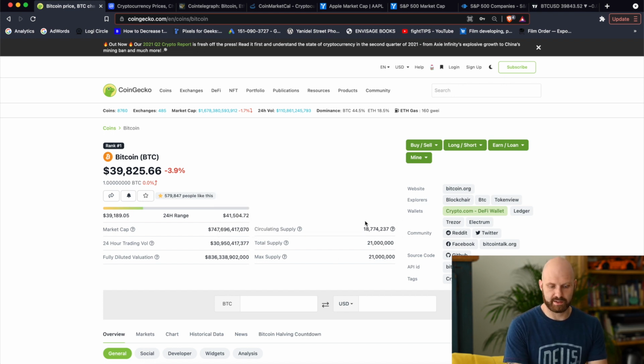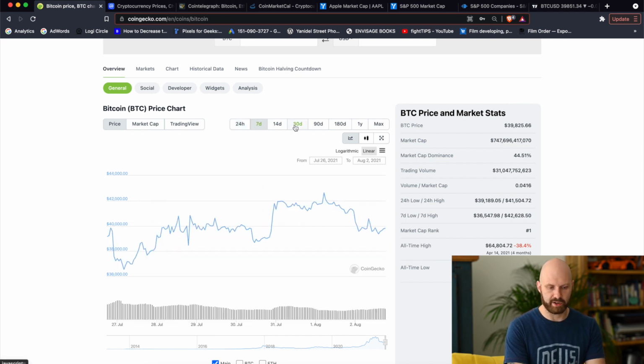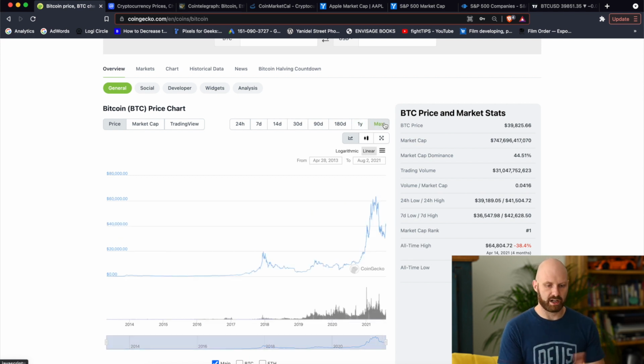We see its circulating supply. We have here some additional information such as websites, supported wallets, communities, and so on. And of course, we have the price chart. By default, that's 24 hours, but we can select different periods to give us an idea how the price changed over time. And here on the side, we can see, again, price, market cap, market cap dominance, trading volume, 24-hour and 7-day low and high.